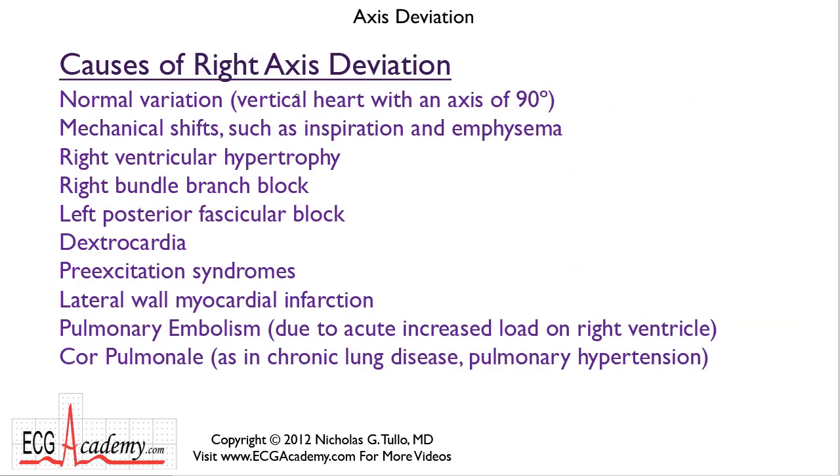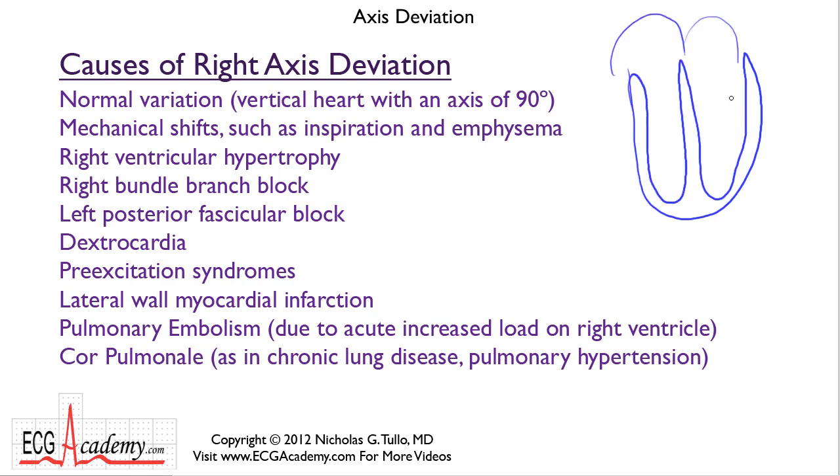Okay, what about right axis deviation? Well, sometimes hearts can be relatively vertical in the chest, and that can wind up shifting the axis a little bit rightward. So normal variation is one cause of a rightward axis. Mechanical shifts as well.